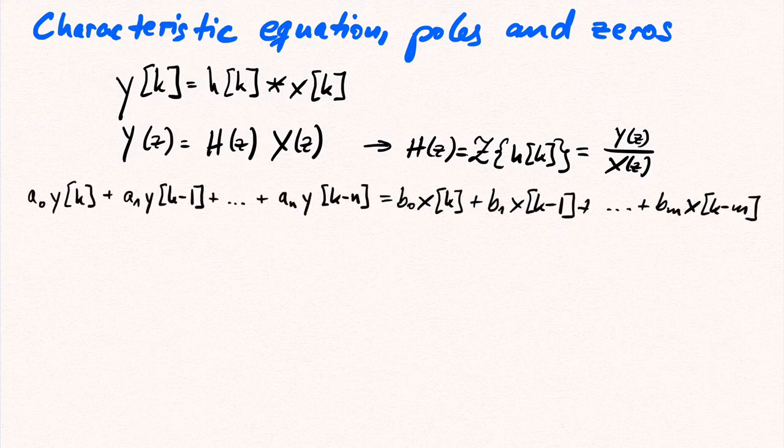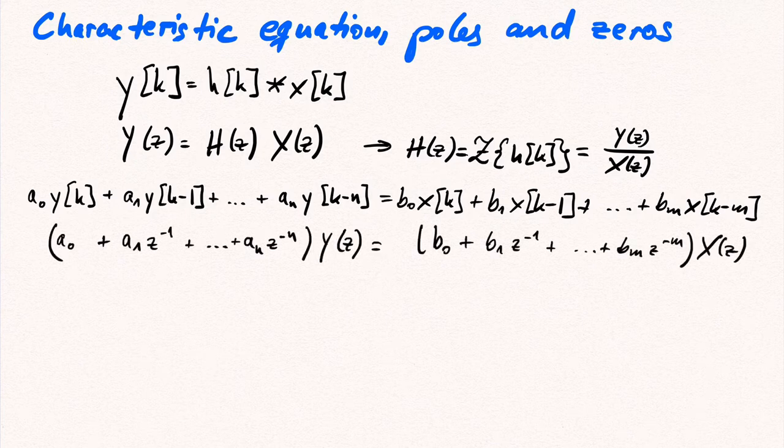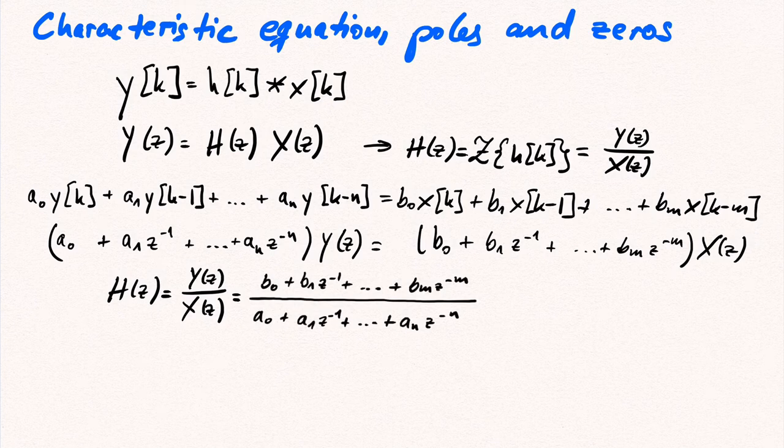To derive the transfer function of a causal system for which the input-output equation may be of this form here is given, apply the z transform and solve the equation for H(z), which is equal to Y(z) divided by X(z), so that the transfer function H(z) is equal to a polynomial of z with coefficients b divided by a polynomial in z with coefficients a.